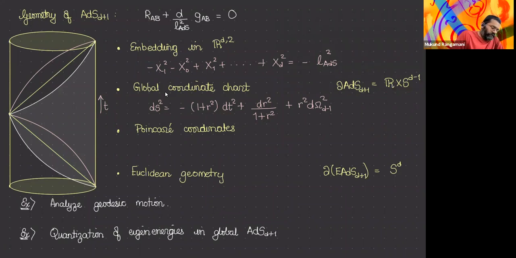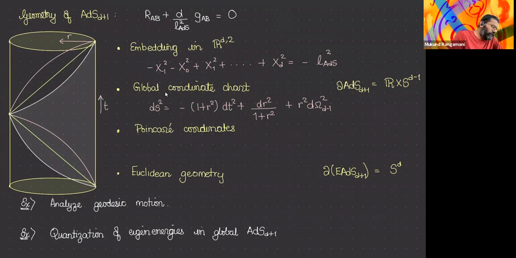So I've drawn the global cylinder here, and time runs up. The radial coordinate r runs in, with r equals infinity being the boundary. If you look at sections of constant t, they're just Euclidean AdS spaces in one lower dimension. They're just negatively curved spaces.